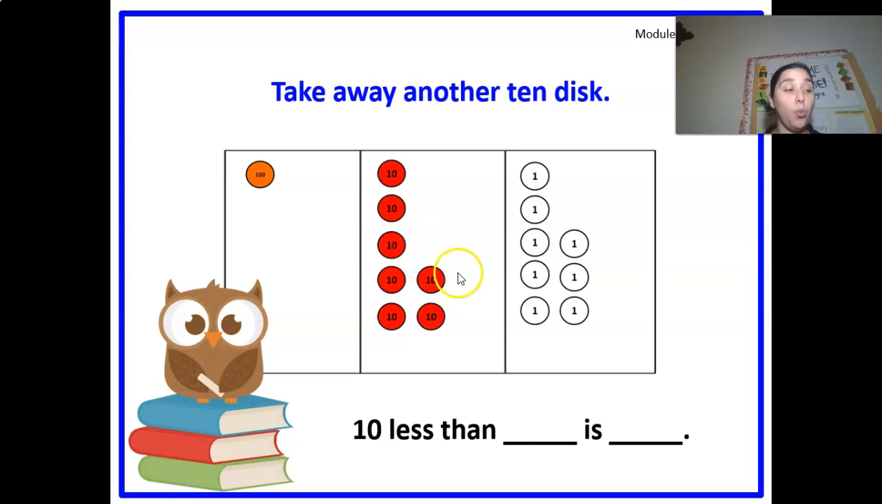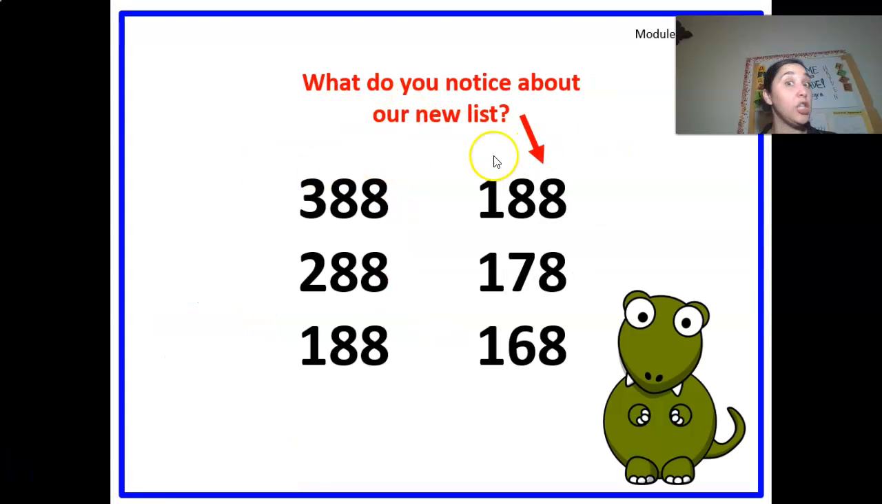We're going to take away another disc, boys and girls. Remember, right now we have 178. So 10 less than 178 is, get ready. Yes, 168. Let's write it. 10 less than 178 is 168. Let's look at our new list, boys and girls.